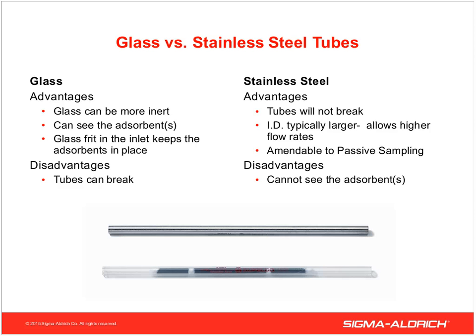Some of the disadvantages are that the tubes can break since they are glass. And if we're using stainless steel tubes, of course, the obvious advantage is that the tube won't break since it's made out of stainless steel. The IDs are typically larger, and this allows a higher sampling flow rate. Some of the stainless steel tubes are also amenable to passive sampling. One disadvantage is you can't see the adsorbent inside.